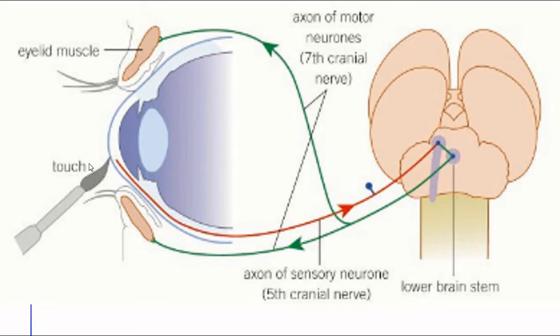But if a person is unconscious and you cause them to blink still, even though they're unconscious, that's an example where they're probably still alive, and that can be used to diagnose people. But the key point is you understand that this is protection of the eye.